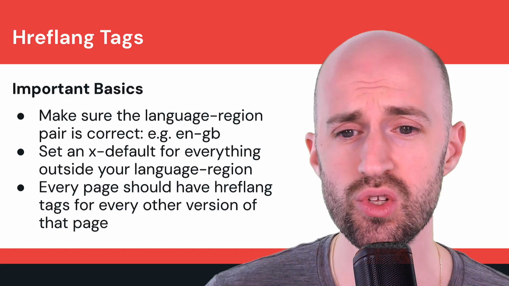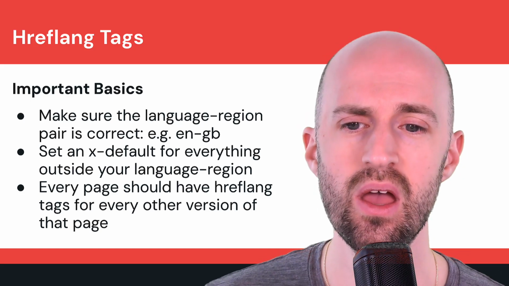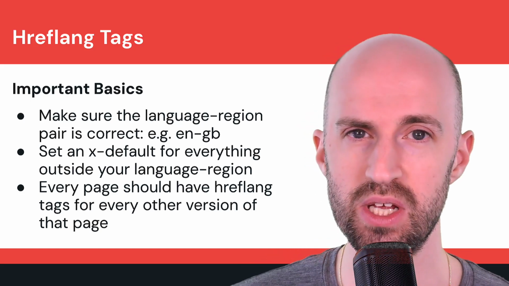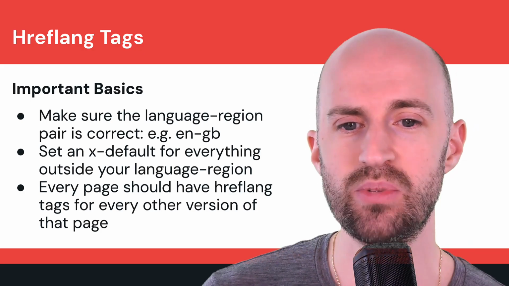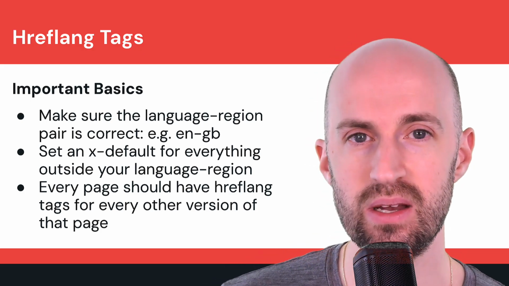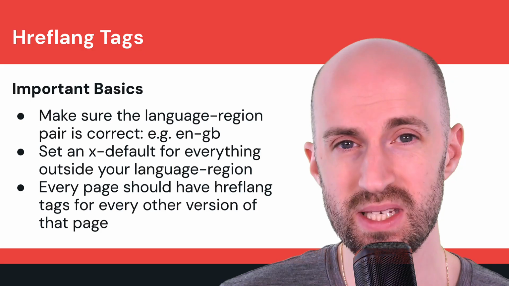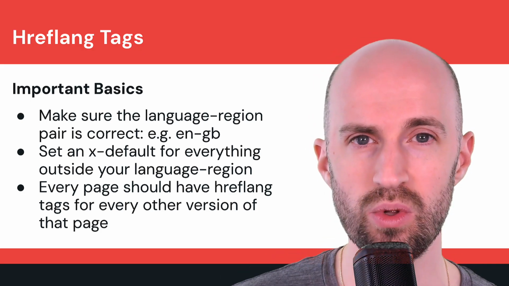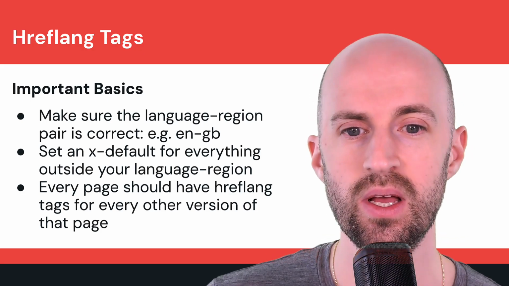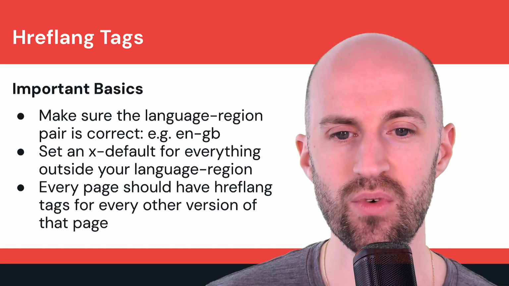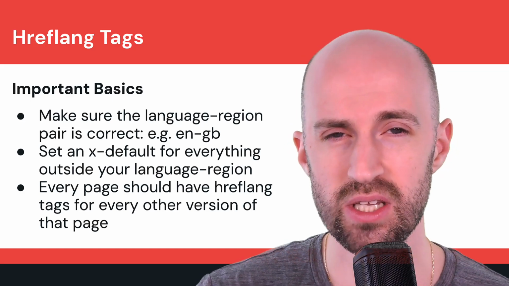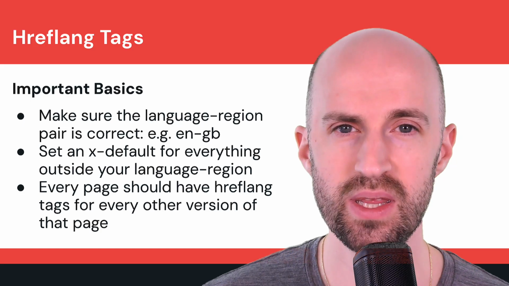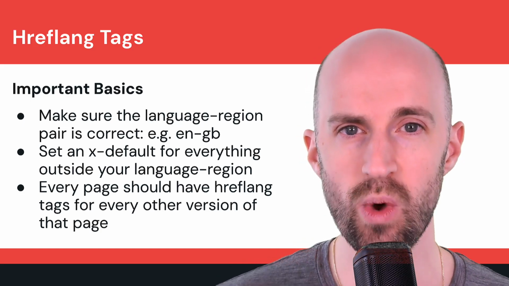It's also important to set an X default tag for everything outside your language region. So let's say someone from Germany lands on your website and there is no translation for it. What's the default language that it will display to that user? It could be English, for example. That's really important, it's like a catch-all scenario for everything outside of your translations, which language are you going to show them.